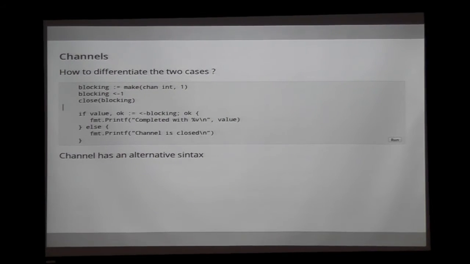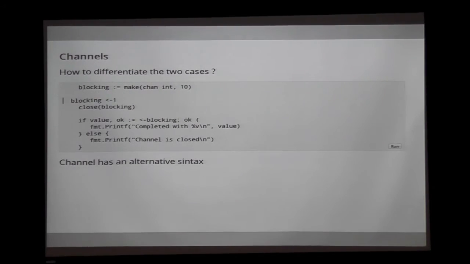Okay, so what we can do is this. Now we make a channel of 10. We iterate over all of them, and then we send the value inside. This has to be outside.